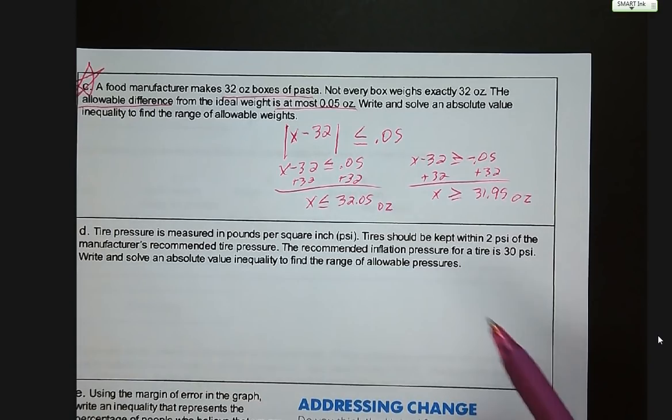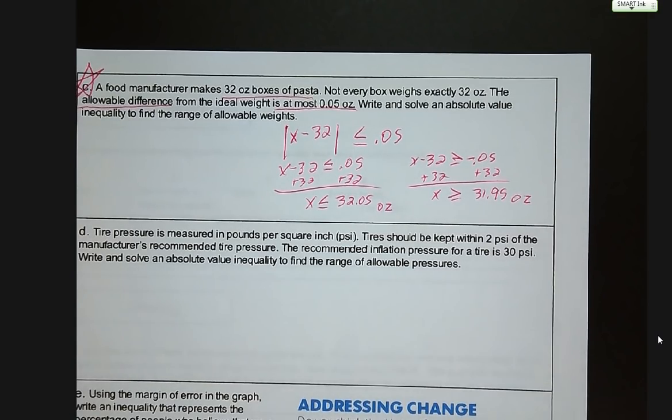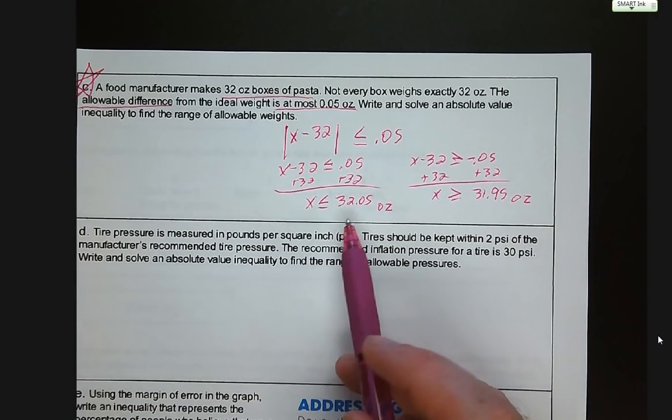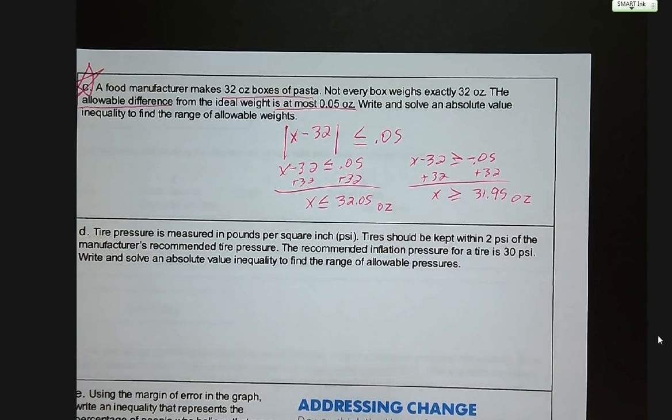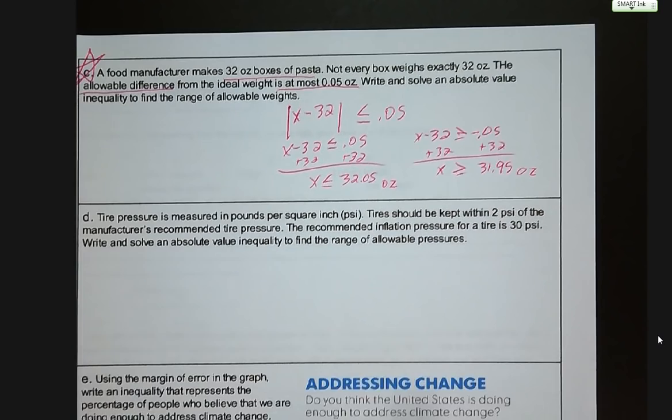And this makes sense. It could be 0.05 above our ideal, or we could have 0.05 below. 5 hundredths above, 5 hundredths below. And that's what we did there. We added those two together. Okay? All right, letter D.